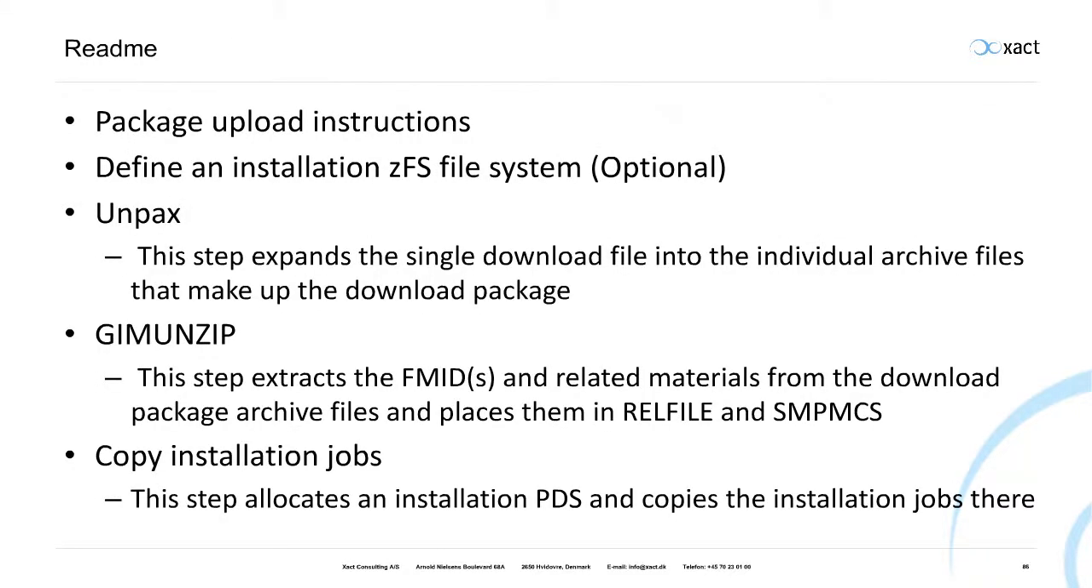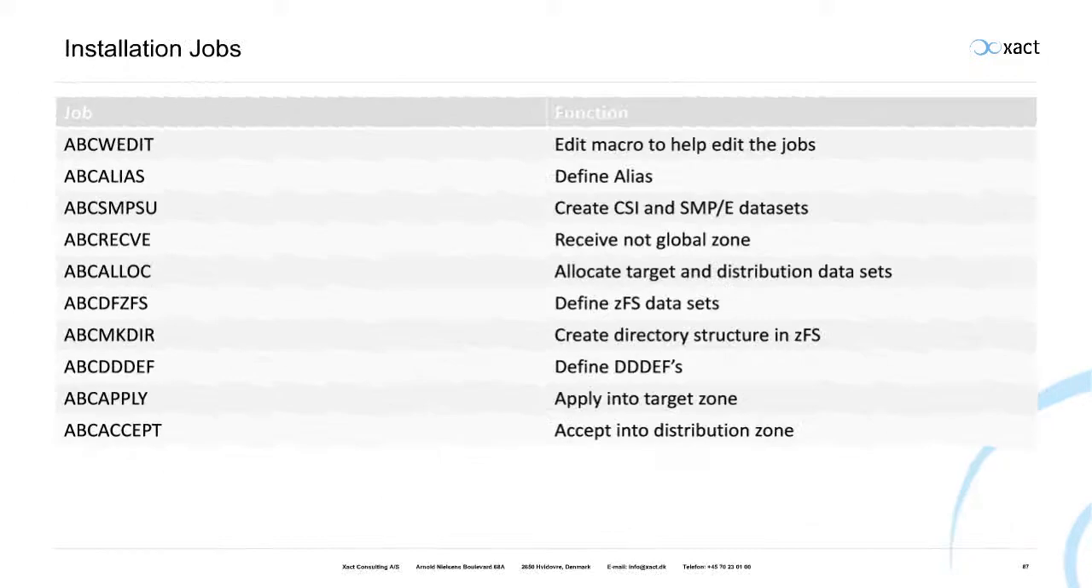The README text is distributed in human-readable form. It contains the initial instructions to upload the package to z/OS and a batch job that does the first step of the installation. This is a list of the usual installation jobs as copied by the README job.